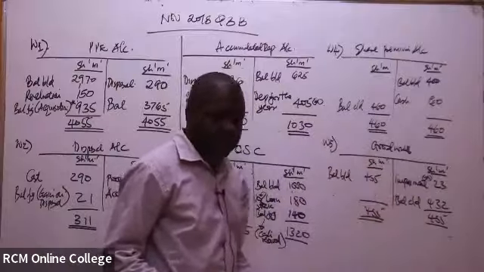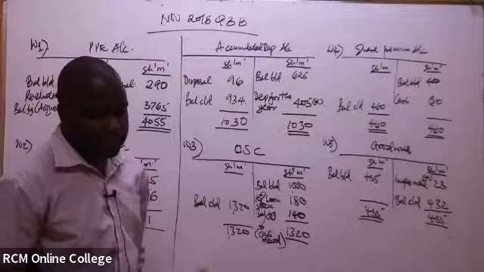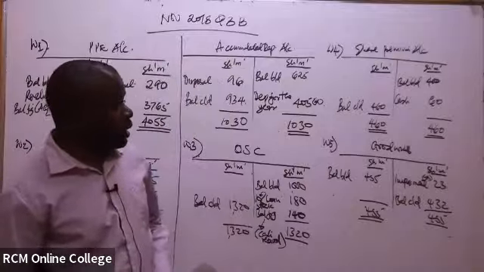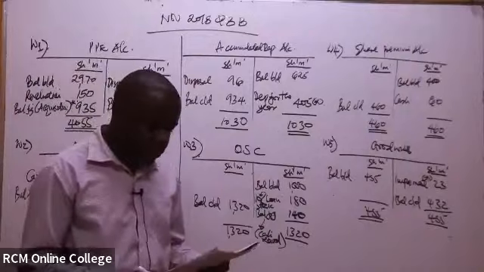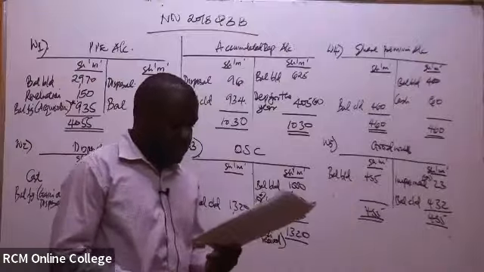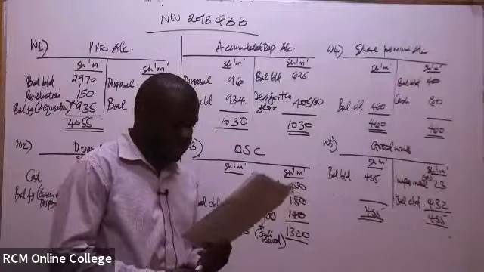So the loss in value in terms of the goodwill was actually, in this case, how much? 23. It was actually 23.